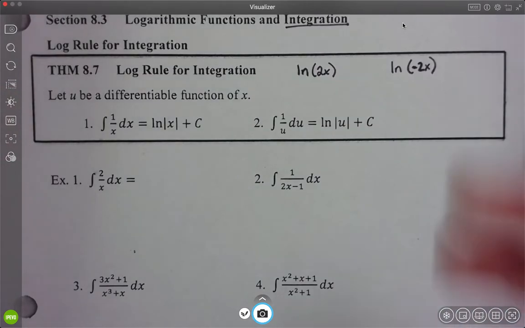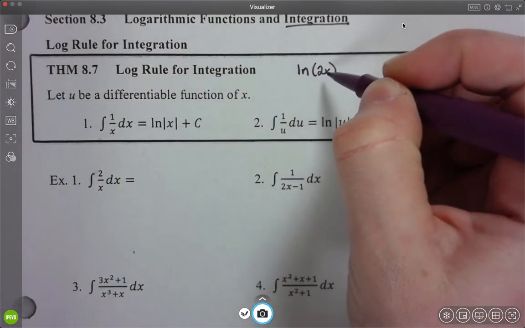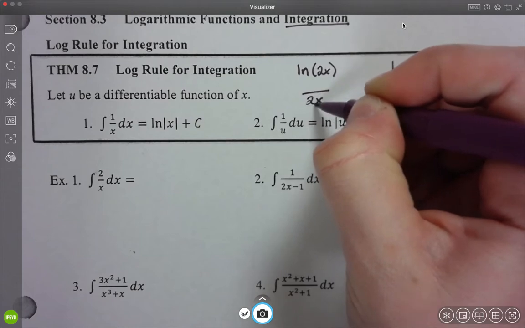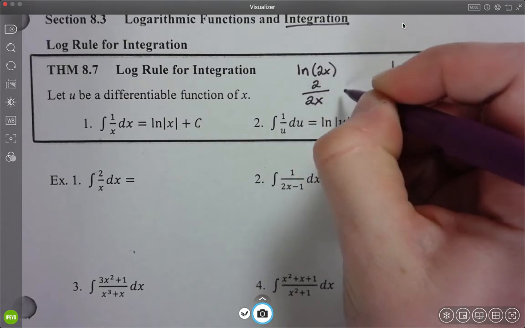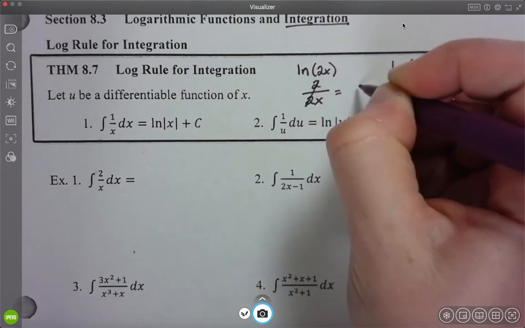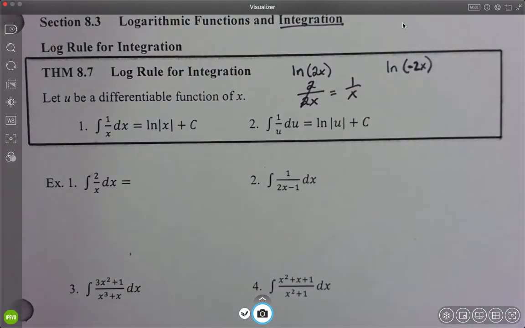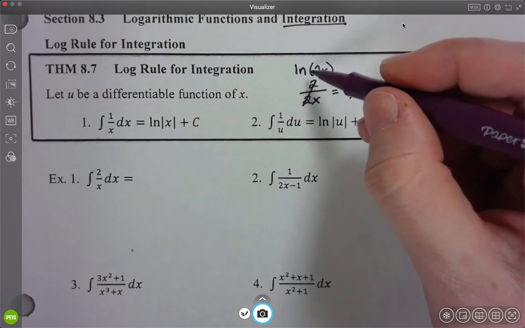So one thing that I want to talk about first before I get into these rules is that when you're taking the derivative of ln of 2x, okay, we said the bottom part stayed the same, and then you take the derivative of the top, and that became 2, which is, the 2's cancel out, so that's just 1 over x, right? So the derivative of ln of 2x is just 1 over x, okay?